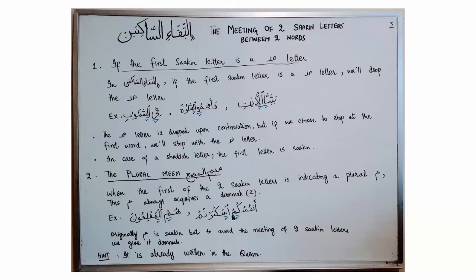In this case, أنفسكم استكبرتم. The dhamma on this meem is not original but conditional due to Iltiqa'a Sakinain. Originally, both of these meem are sakin, but in order to avoid the meeting of two sakin letters in a row, this meem gets a dhamma, and this is already written in the Quran for our ease of pronunciation.